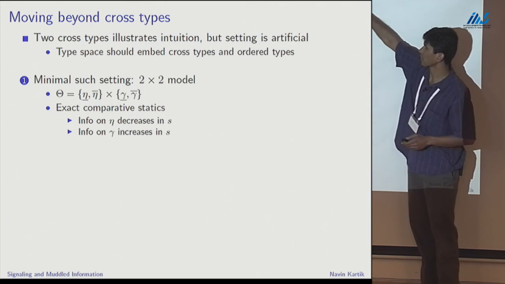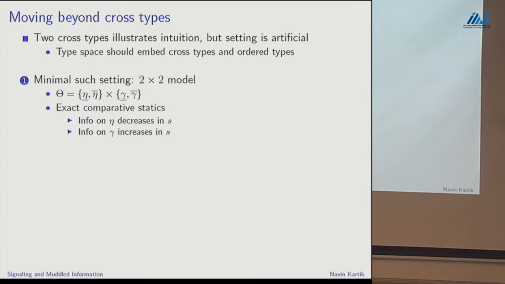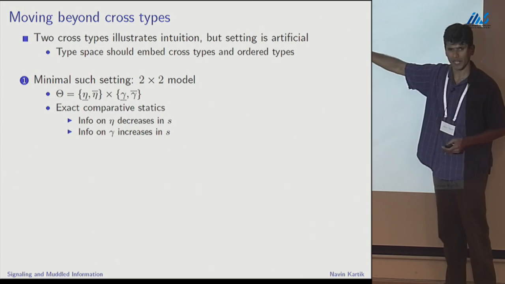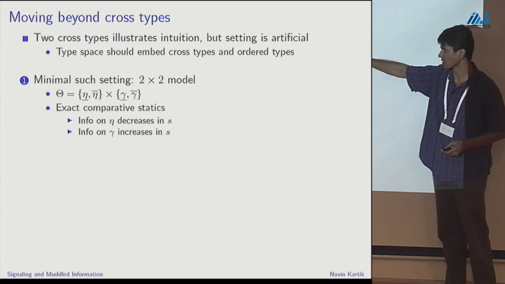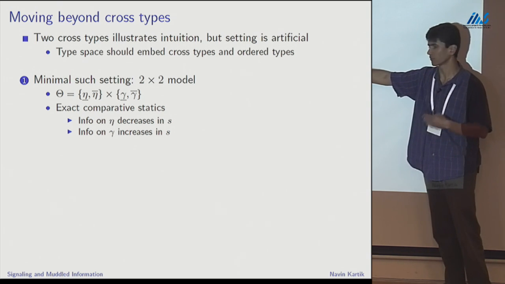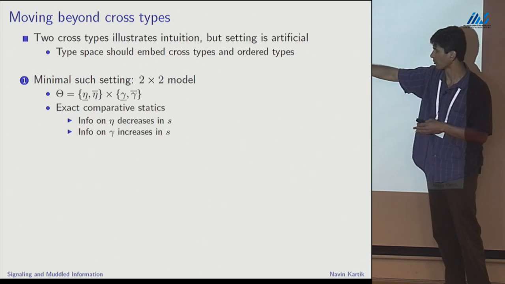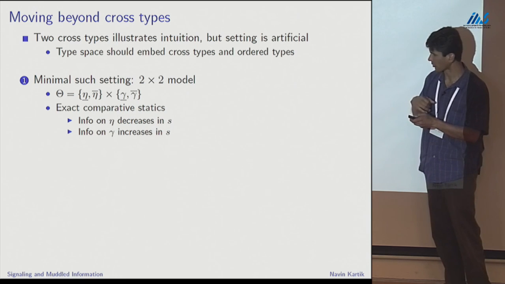One is to look at the minimal such type space, which is a 2x2 type space. These four types. Here one can recover the exact comparative statics that we're interested in, namely information on natural actions decreases in stakes, information on gaming ability increases in stakes. I'll state the result without saying much more, because the proof is along the lines of what we were doing before.